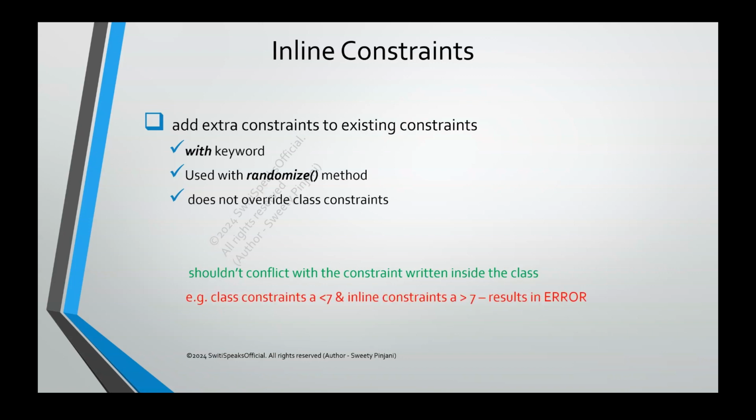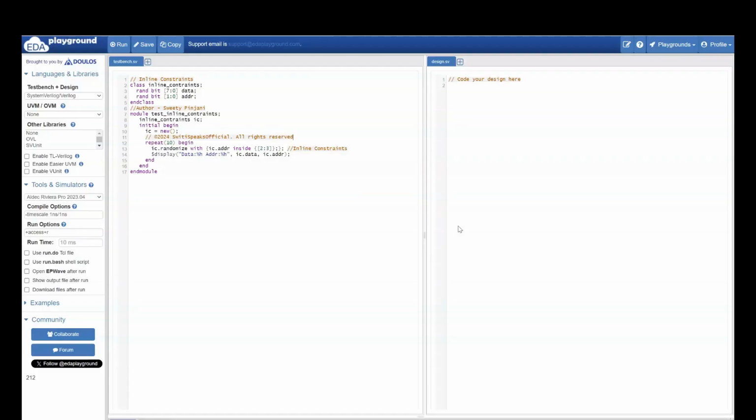Let me give you an example. Say, for example, in class constraint, you said there is a variable which is a. You said in the class constraint that a is less than 7. But in the inline constraint, you are saying that a is greater than 7. What value should the constraint solver generate now? There is no such value which is less than 7 as well as greater than 7. It does not exist. That's why such type of constraints will result in an error. Now let us understand this inline constraints in depth with the help of a coding example.